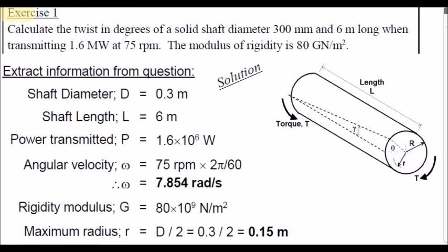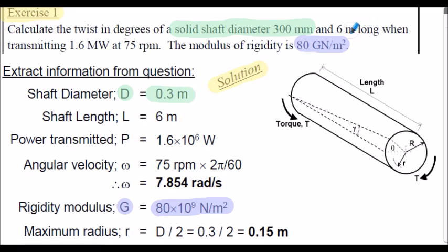So exercise 1, beginning of the solution. As always, extract information from the question. We have the shaft diameter given in the question of 300 millimeters, but notice because the modulus of rigidity, this G value here, is in giganewtons per meter squared, that's the G value stated here, I'm going to convert my dimensions into meters to prevent any unit conflict. So in this case, the diameter is 0.3 meters.